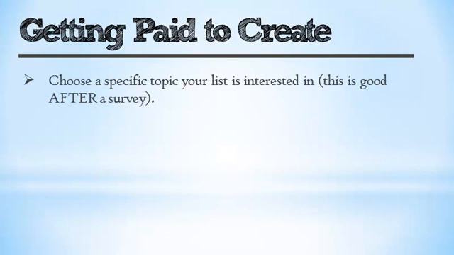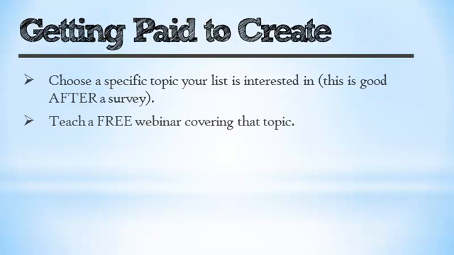So here's how you do it. You choose a specific topic that your list is interested in. And again, this is a great thing to offer after that survey, okay? Because they just told you what their biggest need is. So if you pitch them using this method, pitch them an answer to that need, it's going to convert like crazy for you, okay? So here's what you do. You choose a specific topic that your list is interested in, okay?